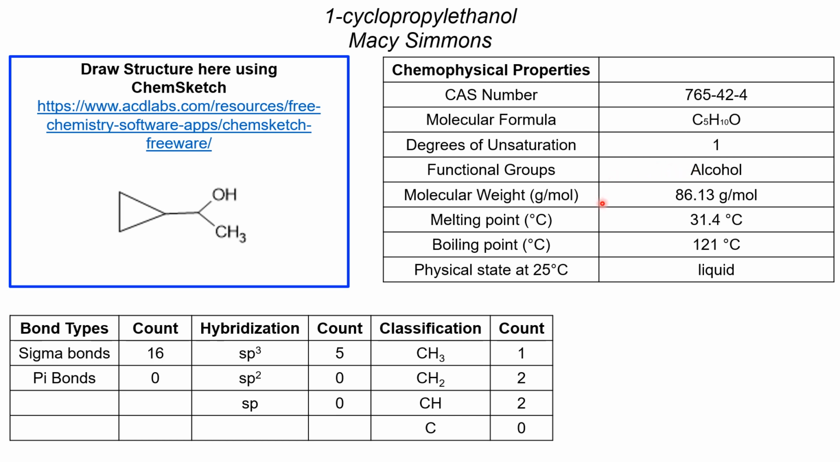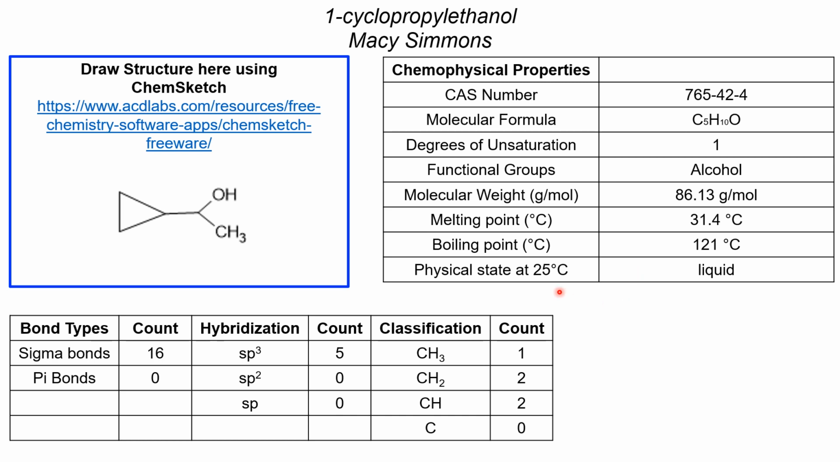The molecular weight is 86.13 grams per mole. The melting point is 31.4 degrees Celsius, and then the boiling point is 121 degrees Celsius. The physical state at 25 degrees Celsius, or room temperature, is liquid.